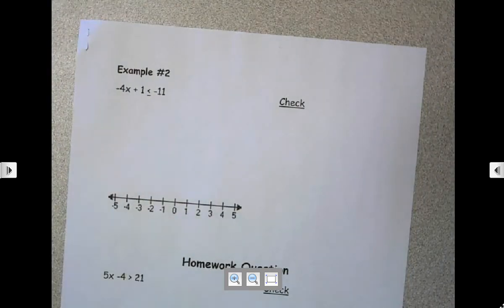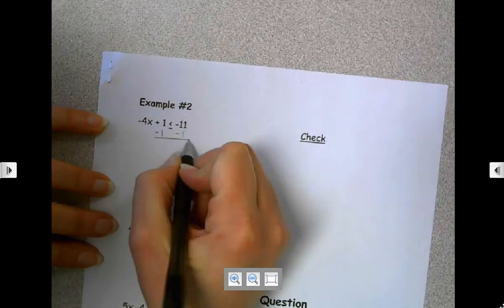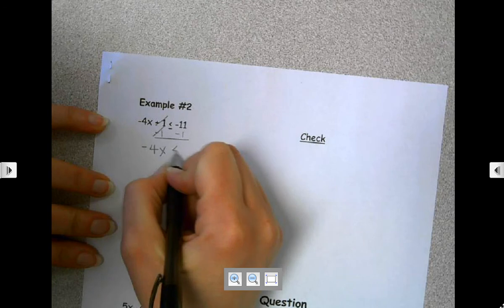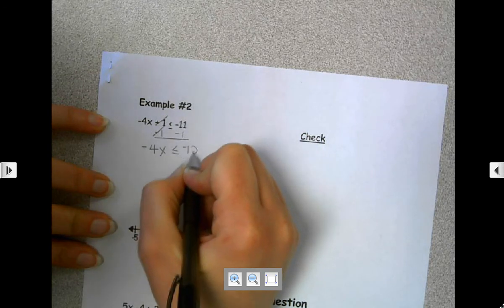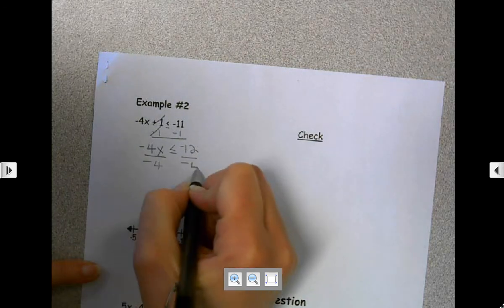All right, let's take a look at example number 2. Go ahead, try it out, pause the video, come on back. Okay, hopefully you paused the video. Our first step is going to be to subtract 1 from both sides. That's going to leave us with -4x less than or equal to -12. Then we are going to divide both sides by -4.